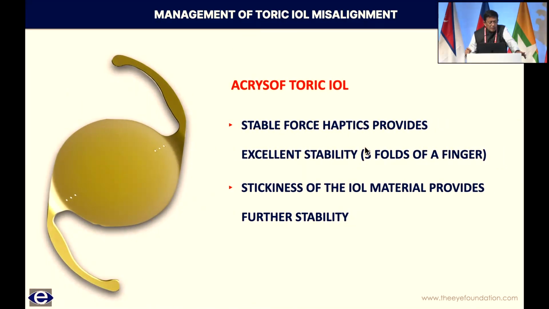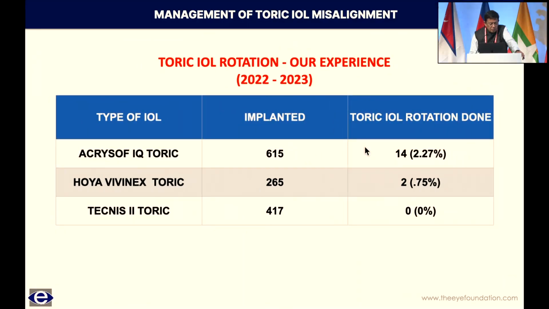Then the design of the haptics itself, you have the Acrisoft Toric. Actually, the reason J&J went ahead and roughened up its haptics was that it was established that their toric lenses had almost 3 times the propensity to rotate compared to the Acrisoft. The Acrisoft, though the haptics are not roughened up, has the design of the haptic, the stable force haptics, where it functions something like a finger. So depending upon the size of the capsular bag, there is a propensity for it to unfold and be adherent to the capsular fornices. And the stickiness of the IOL material also provides further stability.